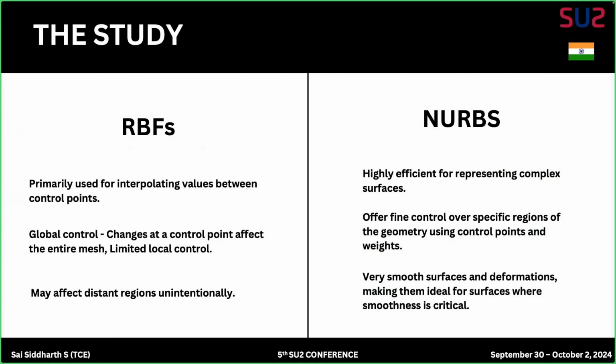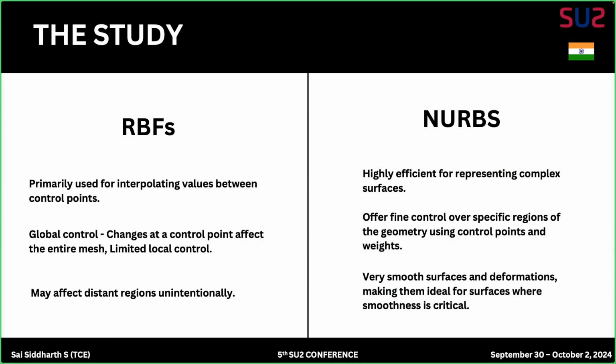So let's get into NURBS itself, and get a brief idea by comparing the two methods. RBFs are primarily used to interpolate values between control points, but they come with some limitations as well. For instance, changes in a control point can affect the entire mesh, making local control difficult. In SU2, RBF propagates surface deformations into the interior mesh itself. While they do ensure smooth deformation from surface to interior, they might inadvertently affect distinct regions as well.